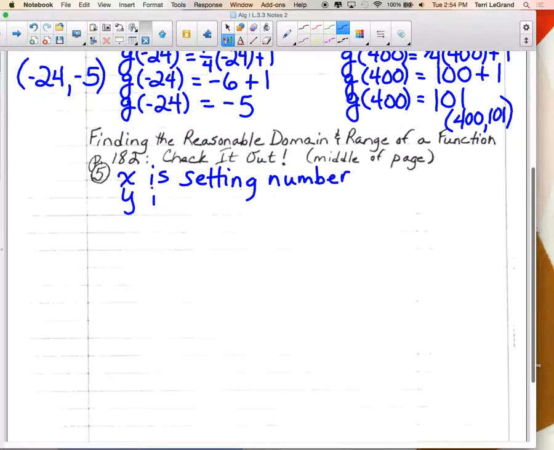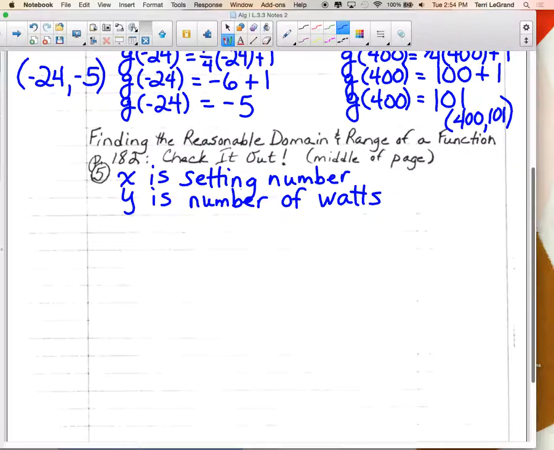Y is our dependent variable. In other words, x is in control. What's the result of x's control? Bryn? Number of watts. Yeah. Well, how many watts is that heater operating at on that setting? That's the first thing we do.